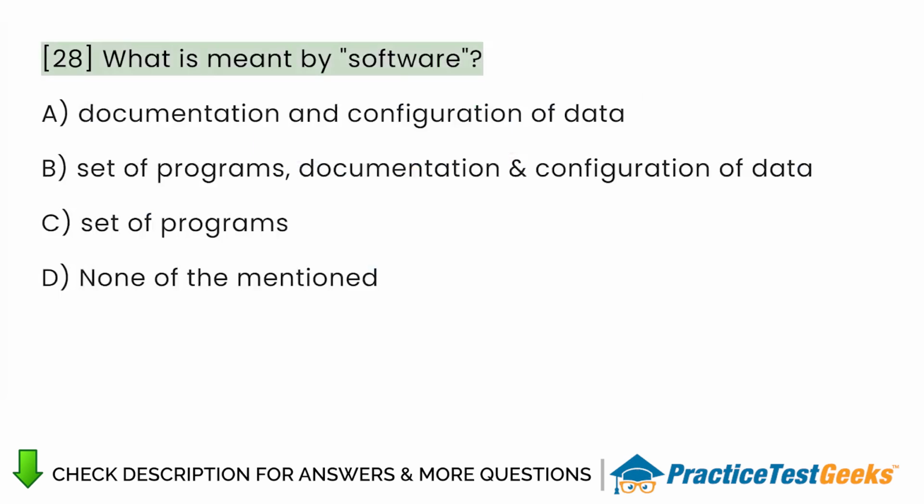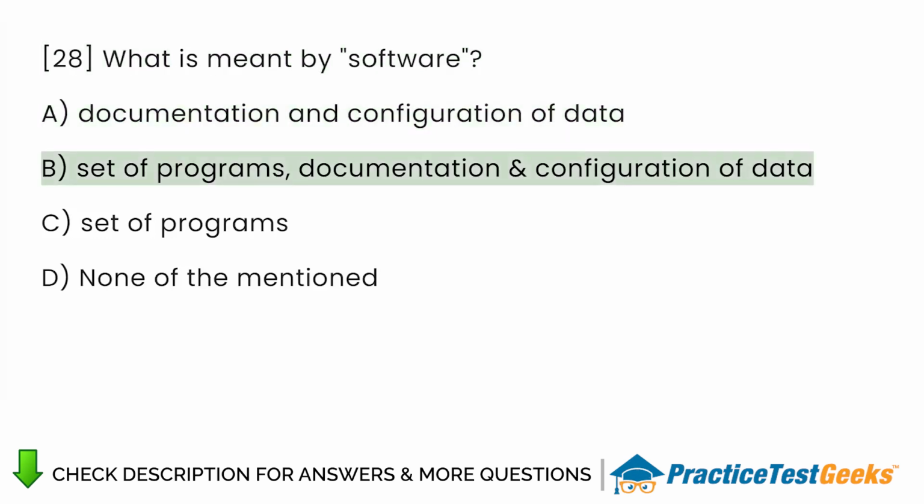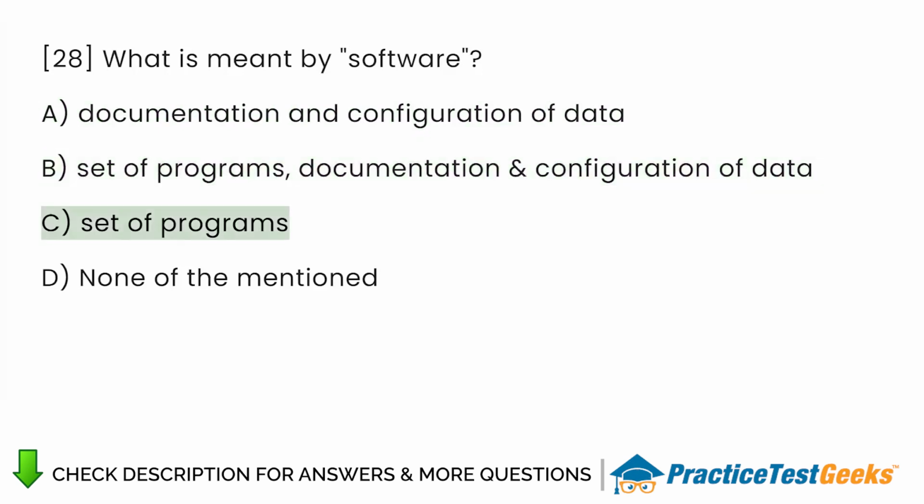What is meant by software? A. Documentation and configuration of data. B. Set of programs, documentation and configuration of data. C. Set of programs. D. None of the mentioned.